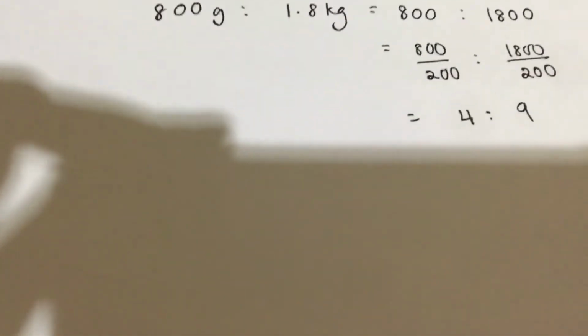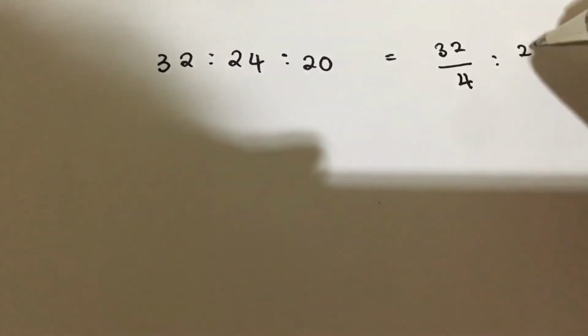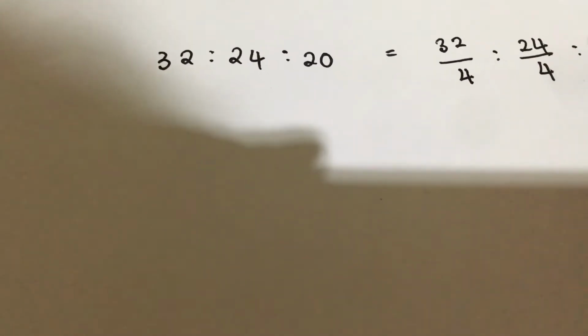Okay, so let us look at the next example. I have 32, 24, 40. I can divide them by their HCF. Do you still remember how to find the HCF? You must do the repeated division. So the HCF would be 4, the highest common factor. So you divide by 4, divide by 4. That means you have 8 to 6 to 10. So that is your final answer.